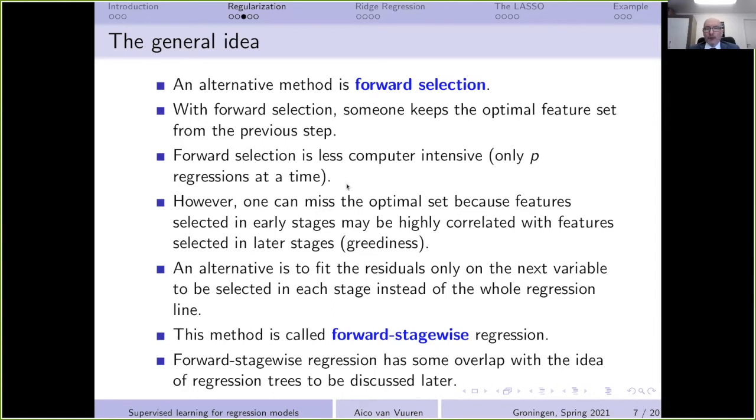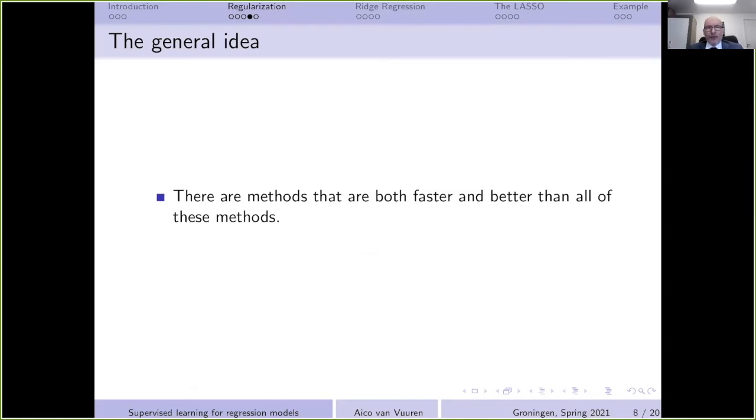But also, again, we should realize that the drawback is that forward stage-wise regression is essentially going to give you a less performing model at the moment that we are done. So we get a quicker result, but the result by itself is going to be worse. Well, forward stage-wise regression, by the way, has some overlap with the idea of regression trees that we are going to discuss later.